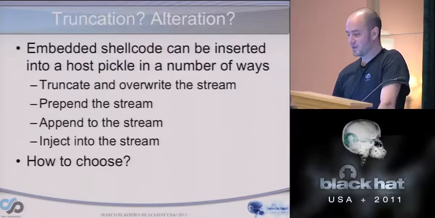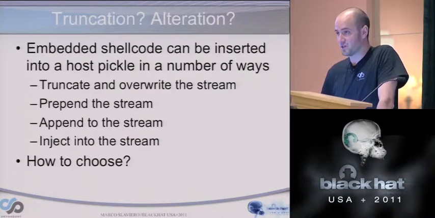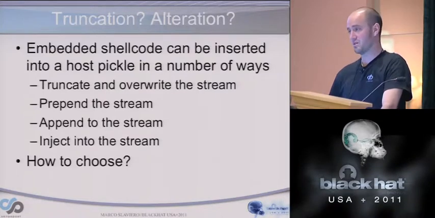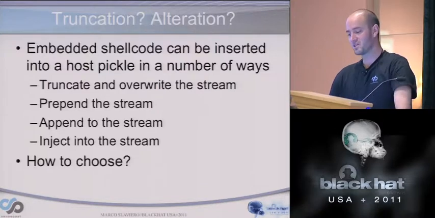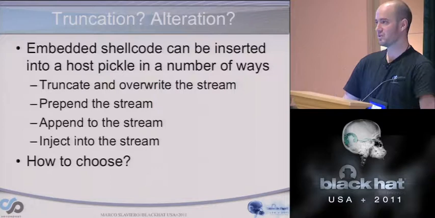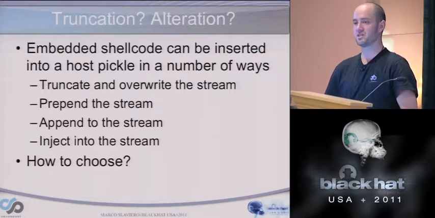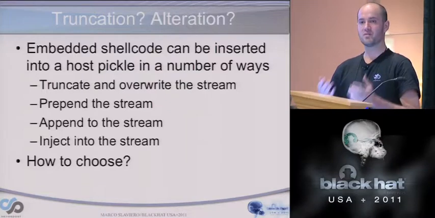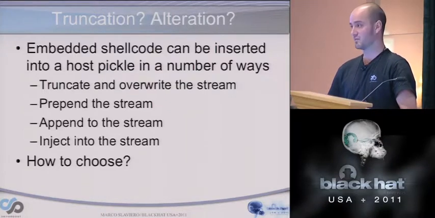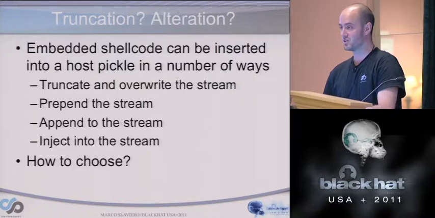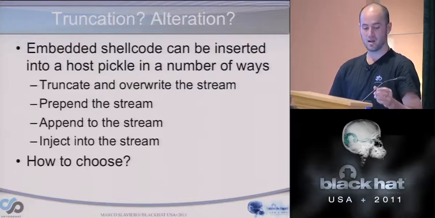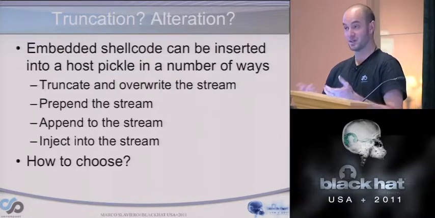So if we assume again that we can control the input to loads, wherever it sits, either on the network or on the disk, somehow we can control what gets passed into loads. The question then becomes, if we want to change the pickle, how can we go about changing it? We have a few options. For example, we can completely overwrite that pickle with the shellcode that we put in, so no part of the original host pickle is left, it's just the malicious pickle. Or we may put our shellcode at the end of the host pickle, or at the beginning, or insert our shellcode in the middle somewhere.